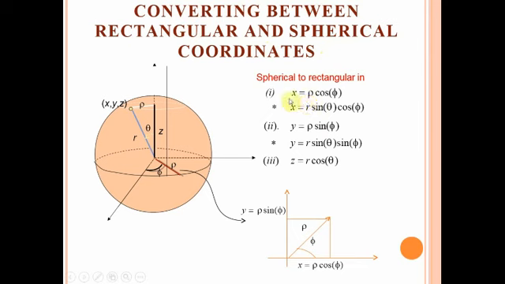Spherical to rectangular: we can find x is equal to rho cos phi, that is, r sin theta cos phi; y is equal to rho sin phi, where rho is r sin theta, so y is r sin theta sin phi; and z is equal to r cos theta. So if we represent this position, the angle change is phi, and the radius is r for the sphere. But this r, if we project on this surface, then we have rho equal to r sin theta, and this is r cos theta.